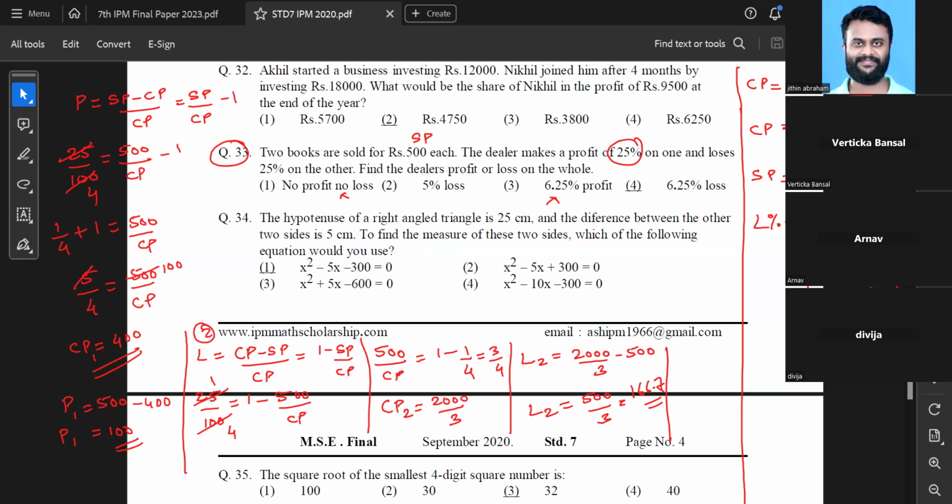I cancel these zeros. It is 30 upon 32. When I take the LCM, I get 2 upon 32, which is 1 by 16. 1 by 16 multiplied by 100. When I divide them, I get 6.25. I just did the calculation a bit quickly in order to save the time. Hence, your answer is 6.25.